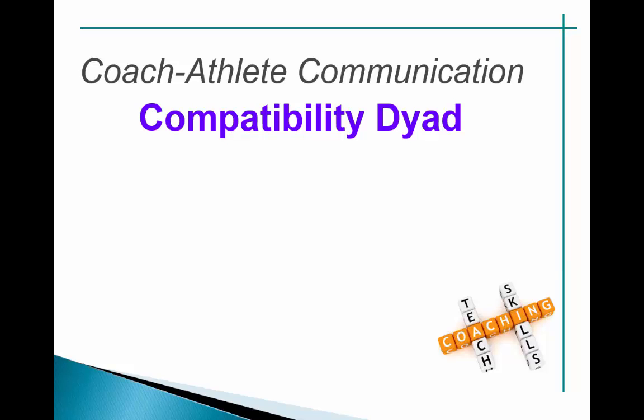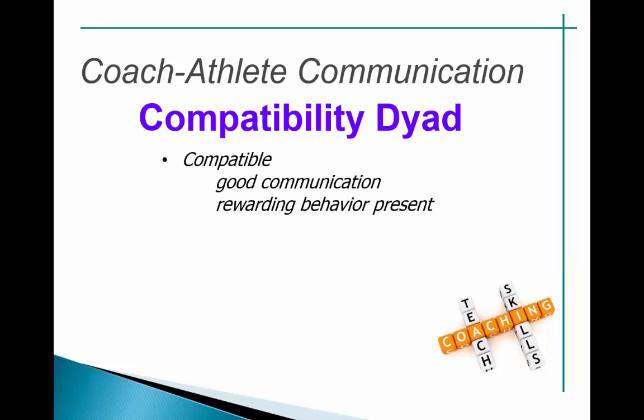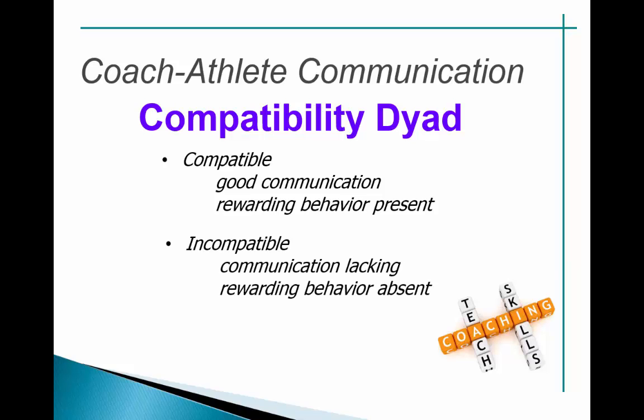Coaches and athletes were determined to be either compatible or incompatible. When coaches and athletes are compatible, they have good communication, and rewarding behaviors were present in the coach-athlete interaction. When coaches and athletes are incompatible, they are lacking communication, and rewarding behavior is likely to be absent. It was concluded that inclusive behavior was the predominant factor contributing to incompatibility in coach-athlete dyads. The quality of communication is the key to maintaining good compatibility.